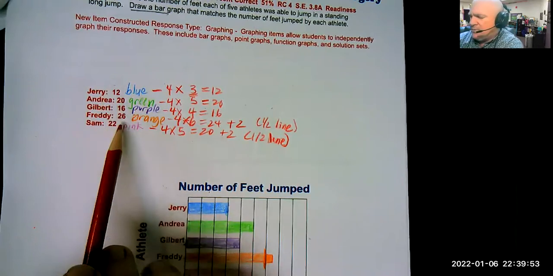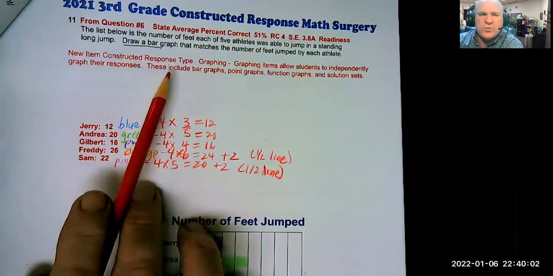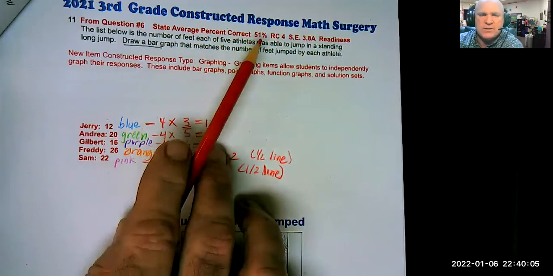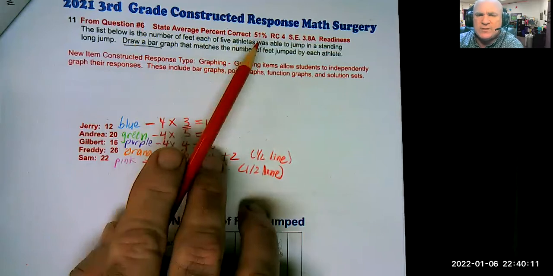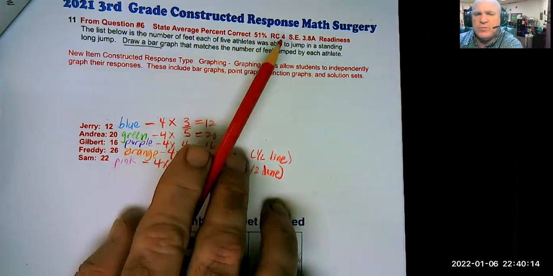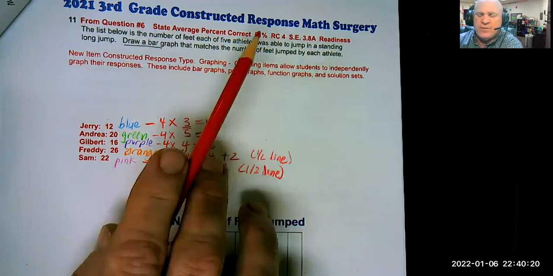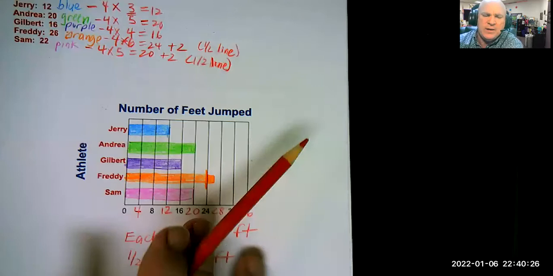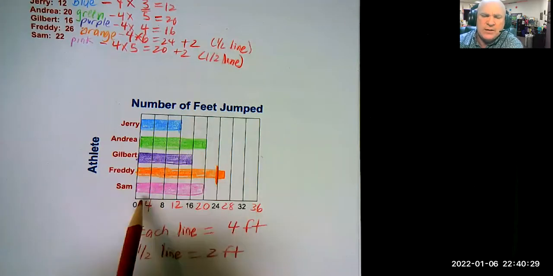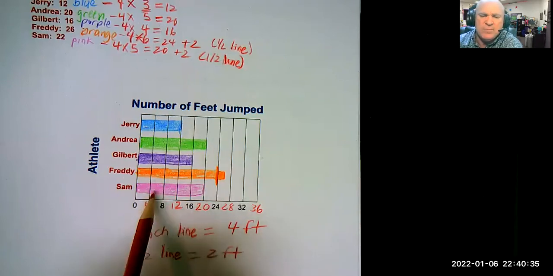doing the long jump. Now, it says the name of the constructed type on all of mine for you. On the multiple choice question from third grade, it came from question number 6, and it only got 51% correct. It was reporting category 4 for those of you from Texas. It was student expectation 3.8A, a readiness standard, but it's basically graphing. And I think what was hard for some kids is whenever they label each line, but they leave one blank or the bar stops in between a line.